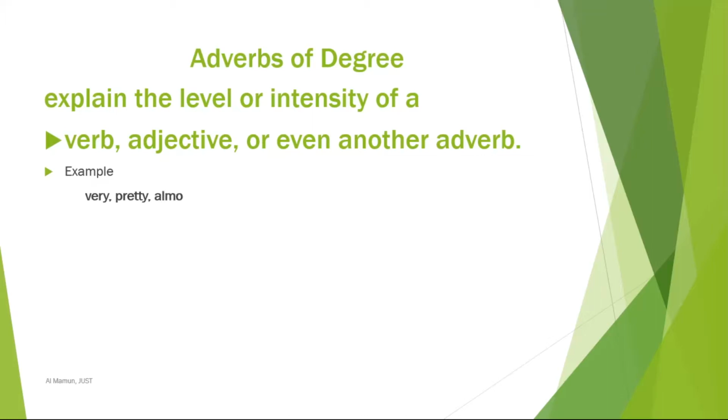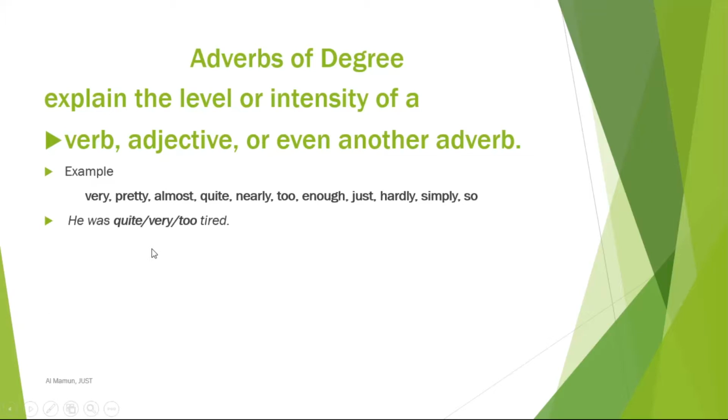Example: very, pretty, almost, quite, nearly, too, enough, just, hardly, simply, so, etc. He was quite or very or too tired. So it talks about what is the level of tiredness, or what was the intensity of his tiredness. So it talks about how much tired he was.